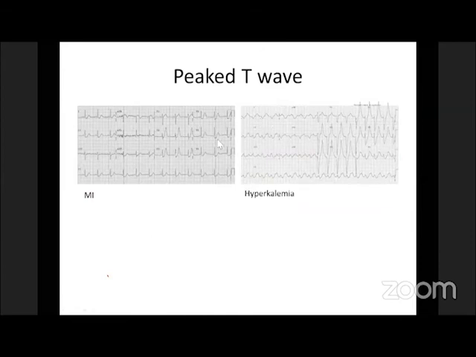For peaked T wave, the two most important causes are myocardial infarction and hyperkalemia. This ECG is taken from a patient with myocardial infarction. There is hyperacute T wave, usually occurring in the first hours of the myocardial infarction, and later on it will progress to ST elevation myocardial infarction. And this ECG is taken from a patient with hyperkalemia. Again, there is peaked T wave.